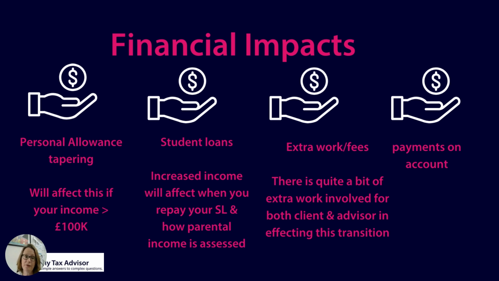The financial impacts of all of this: it will have an impact on your personal allowance. If you add your standard net profit and your transitional profit figures together and find your income exceeds 100,000, your personal allowance is tapered. You will be hit by a hefty tax bill and a higher effective tax rate when that happens. Student loans, as I said earlier: the increased income will be assessed for household income, and it will be assessed for bringing you into a situation of repaying your student loan.